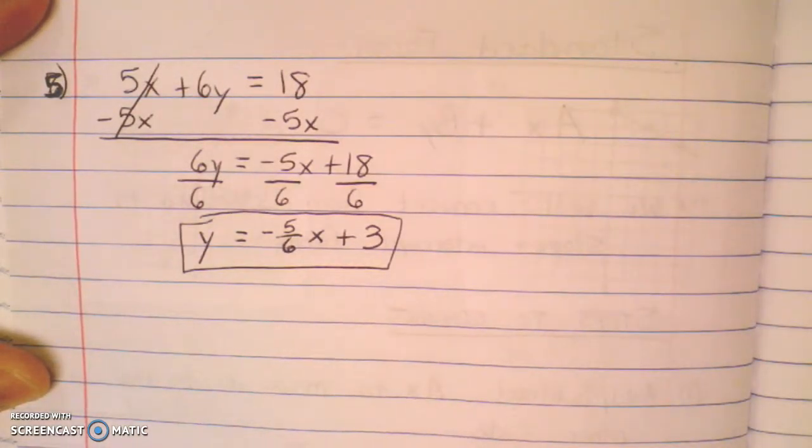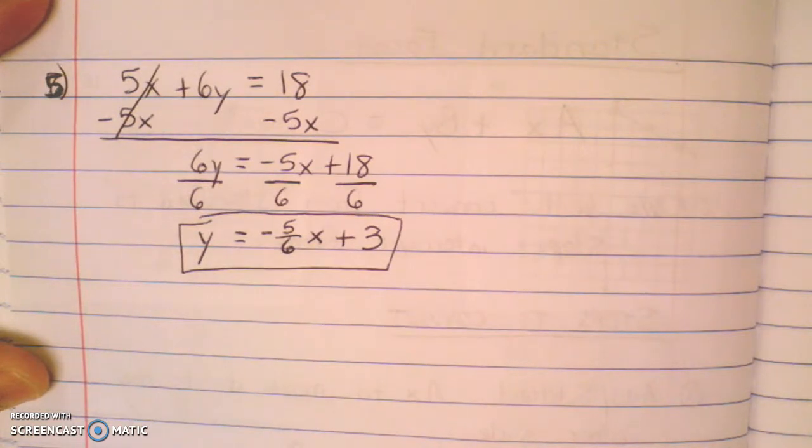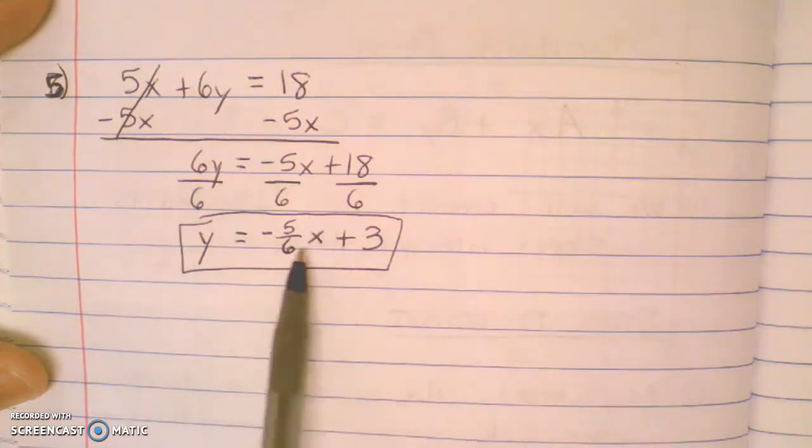Okay, so that's converting from standard form to slope-intercept form, which the whole point is that we get to an equation where we can graph the line.